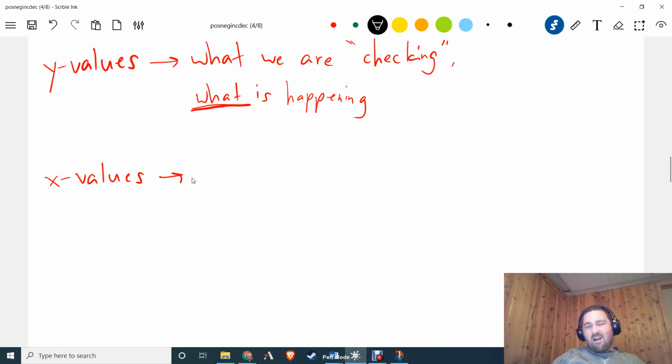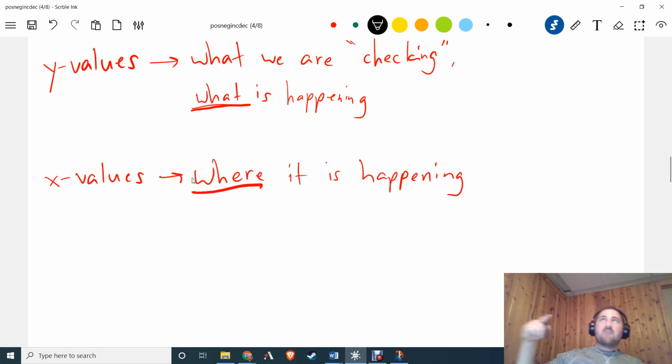The x values are almost more like the where it is happening. So the x values are the part of the table that has that thing happening. So we look at the y values, but the x values are kind of our answers.